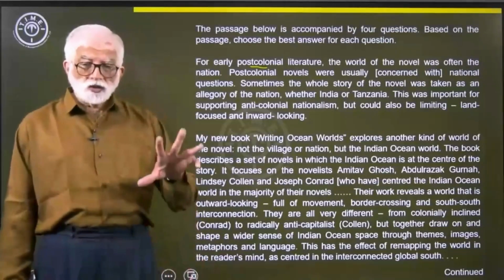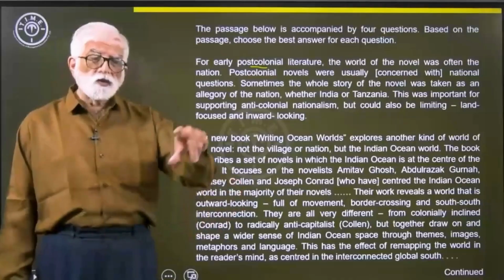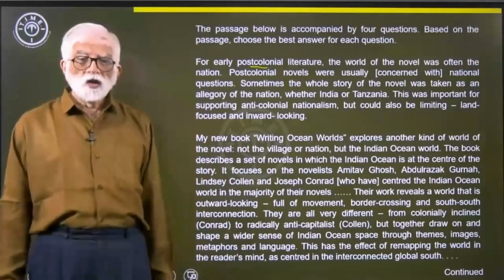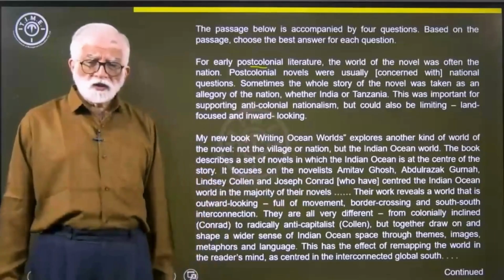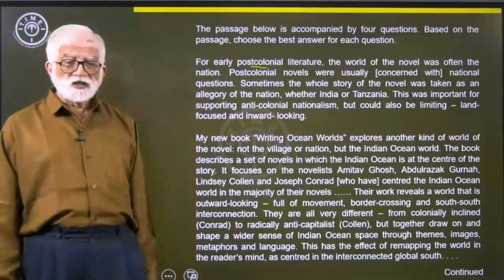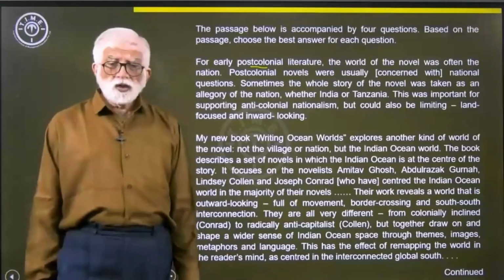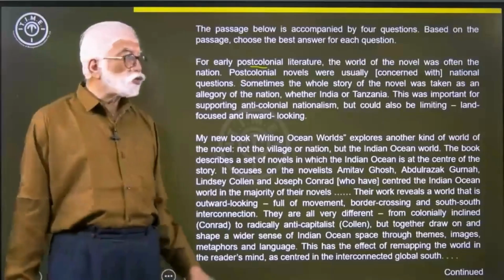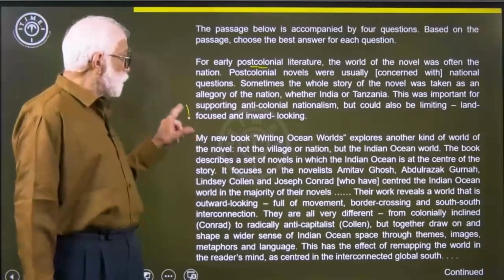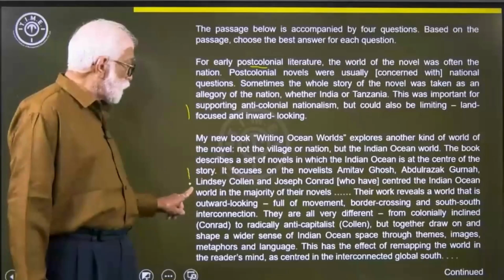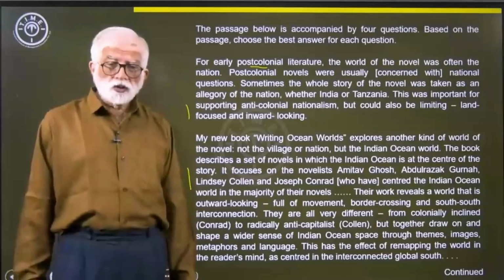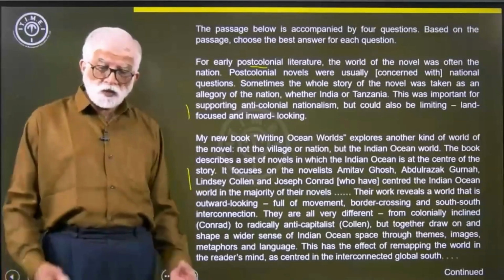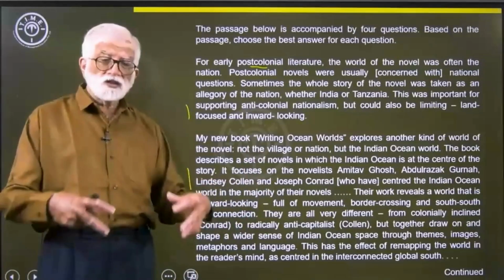Now, do remember, Indian Ocean world would mean all the countries which actually are around the Indian Ocean, or islands that might be in the Indian Ocean. So these people have actually centered on those areas. Their work reveals a world that is outward looking. So that means while the person says it could also be limited and inward looking, he says actually there are those who are looking at something outward as well. Outward looking, full of movement, border crossing, and south-south interconnection. That means they talk about interactions between the countries in these worlds.